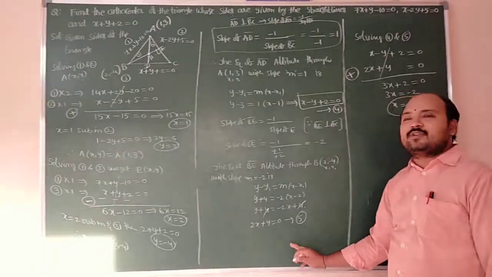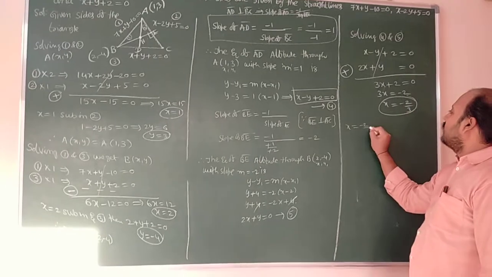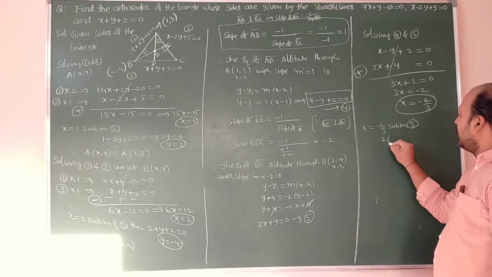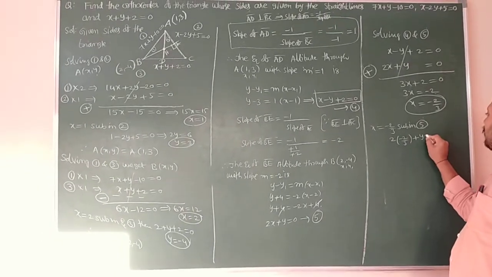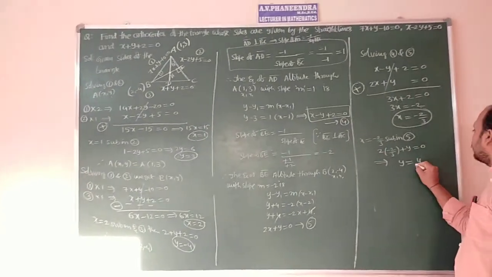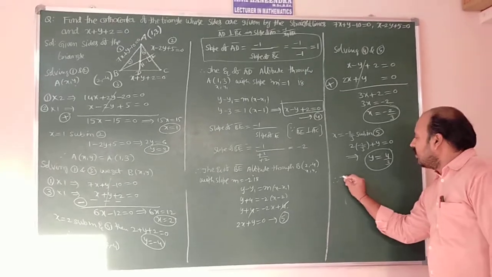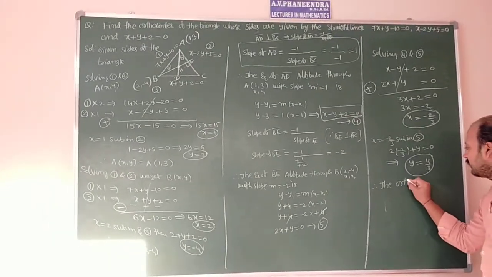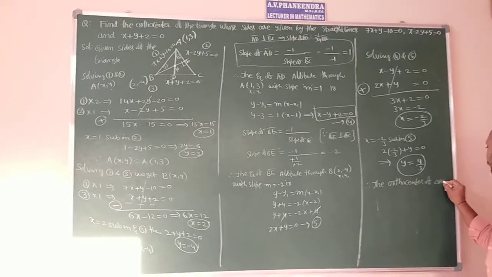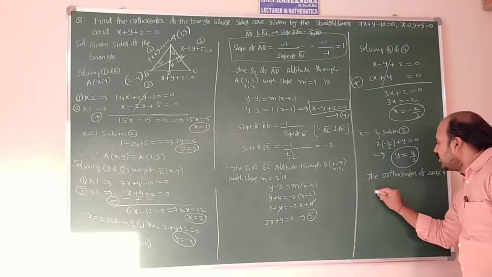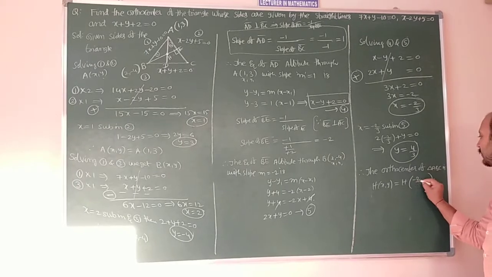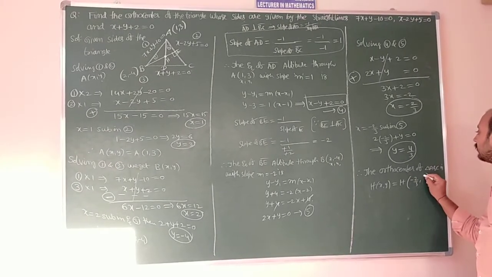Better to substitute in the fifth equation. X is equal to minus 2 by 3. Substitute in equation 5. So 2 into minus 2 by 3 plus y equal to 0. That implies y is equal to minus 4 by 3, we can take this side as plus 4 by 3. Therefore, the coordinates of the orthocenter of triangle ABC is H of x comma y equal to H of minus 2 by 3 comma 4 by 3.